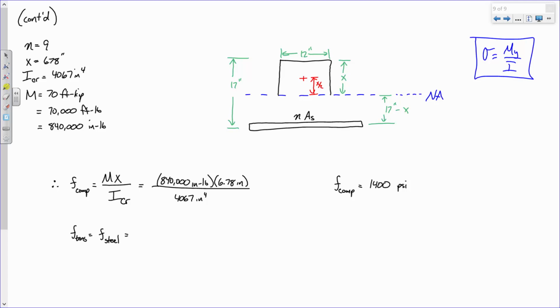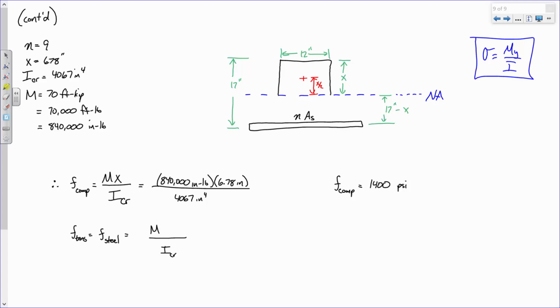It's all gone. For the steel, however, we apply the same principle, but we have a little tweak we have to do in the end. But what do we have? So we have a fraction, we have the moment of inertia on the bottom, we have the moment up top, but then we have a distance. How far is it from the neutral axis to where the steel is? It's not x. It's 17 minus x, okay?